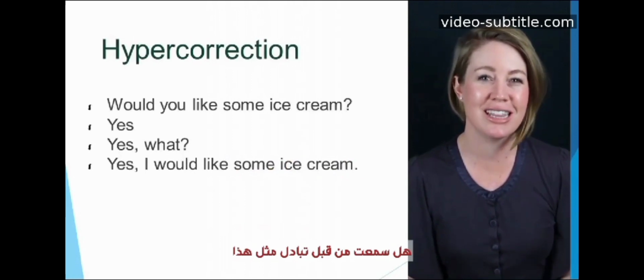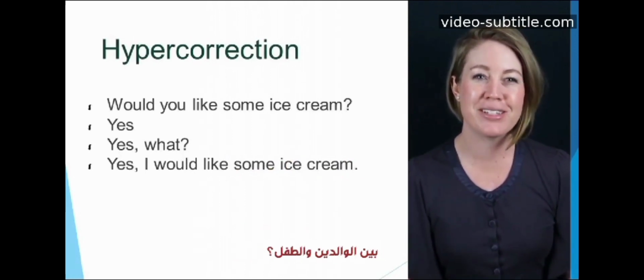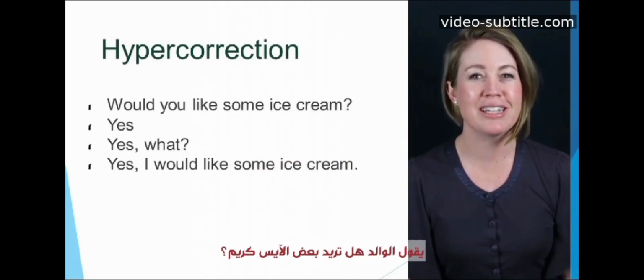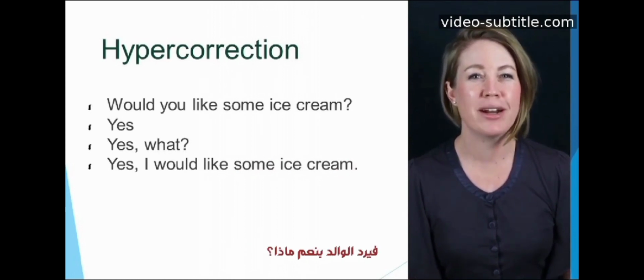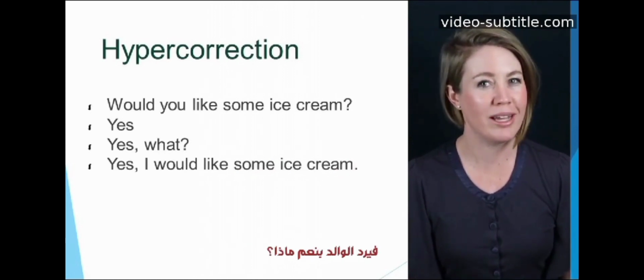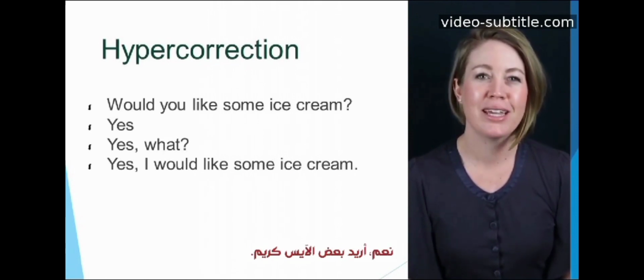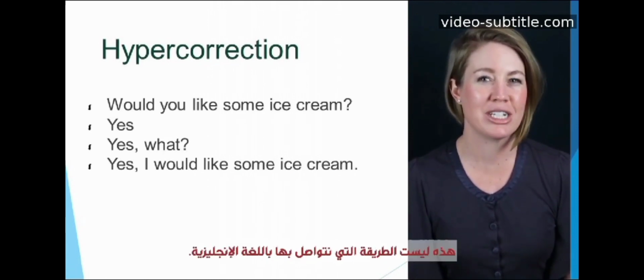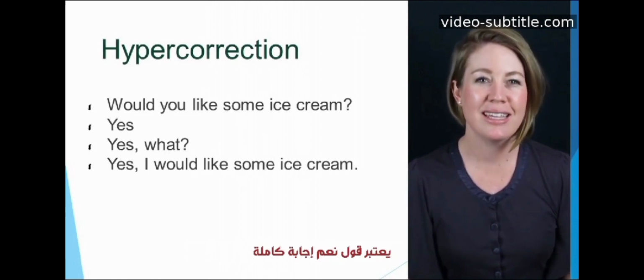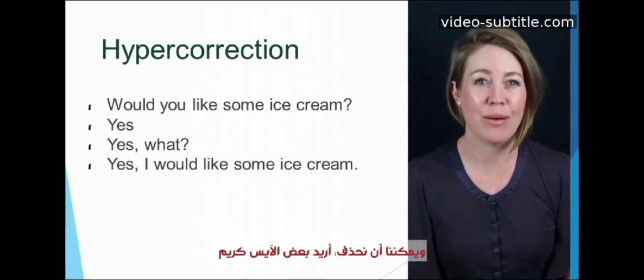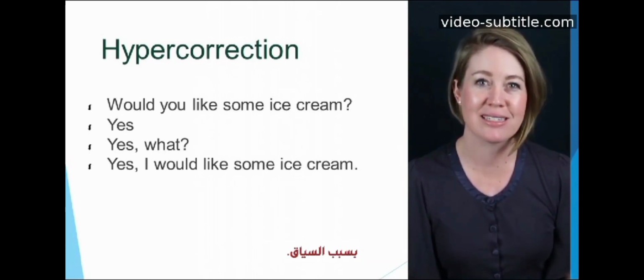Have you ever heard an exchange like this between a parent and child? The parent says, would you like some ice cream? And the child says, yes. And the parent responds with, yes, what? So the child is prompted to say, yes, I would like some ice cream. If you think about it, this isn't how we actually communicate in English. Saying yes is considered a full answer, and we can omit, I would like some ice cream, because of context.